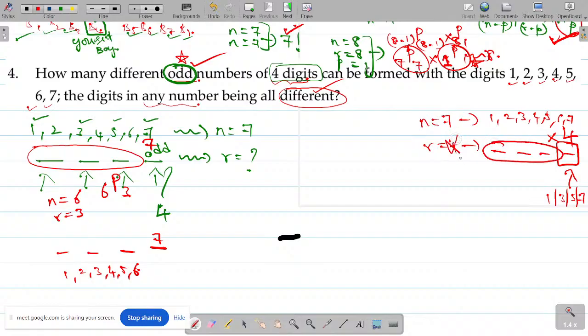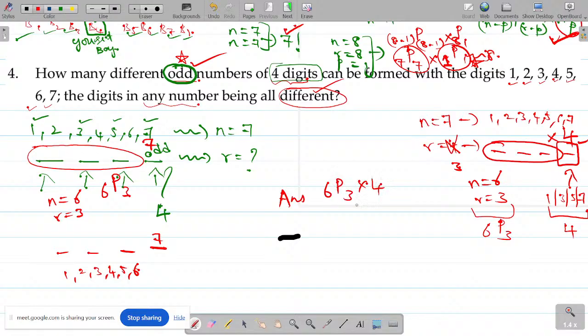Now r is not 4, right? R is now 3. The remaining 3 places can be filled with the remaining 6 numbers, because if I take 3 or 5 or 7 here, the remaining numbers cannot be repeated. So n is equal to 6 and r is equal to 3. This can be done in how many ways? 6P3 ways. The last place can be done in 4 different ways. So the final answer here is 6P3 into 4.